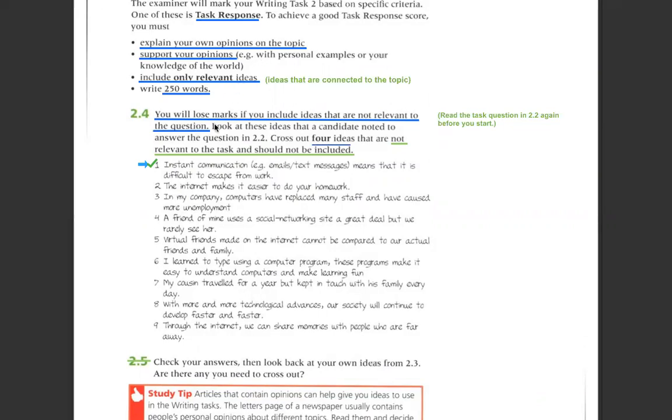Right, so have a look at the rest of them by yourself. I'll give you 3 minutes. You need to decide which of these 4 are not relevant. Okay, so just write down the number of the statement that is not relevant. And remember that there are 4 of them. Okay, I'll give you 2 or 3 minutes and then we'll check together.